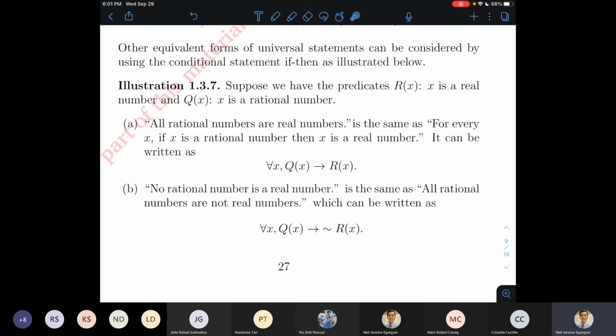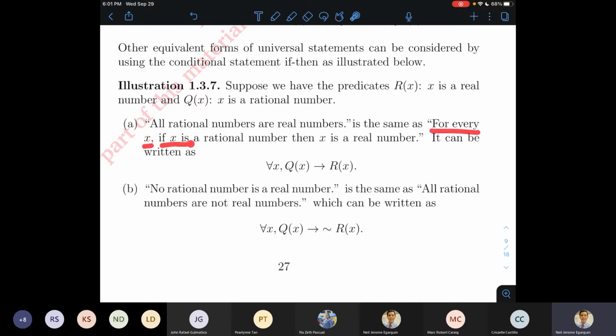So all rational numbers are real numbers. So what is this statement trying to tell us? It is trying to tell us na kapag ka-rational number siya, automatic na nagiging real number siya. Tama ba? It is saying that all rational numbers are real numbers. So, ibig sabihin, kung rational siya, magfa-follow dapat na real number siya. Okay? Now, that's why it can be translated into a more detailed English statement like this.